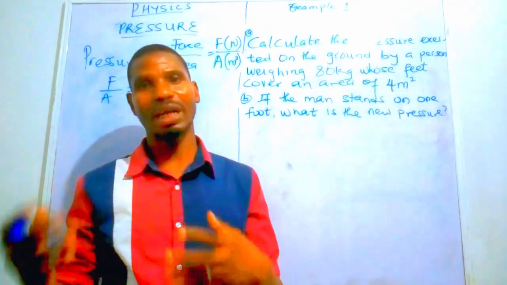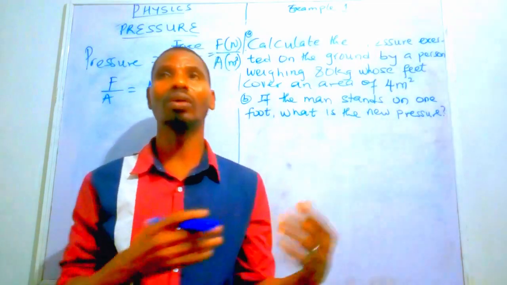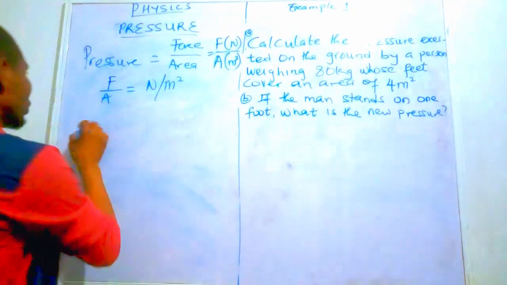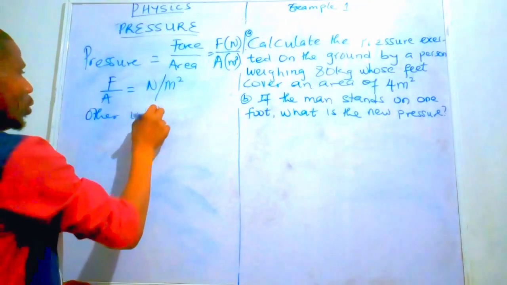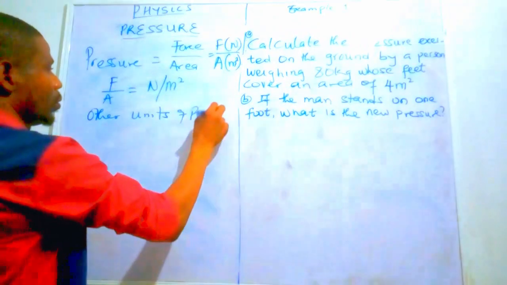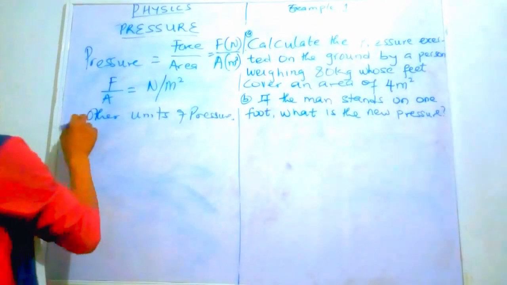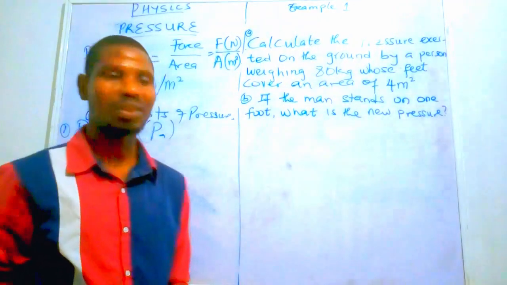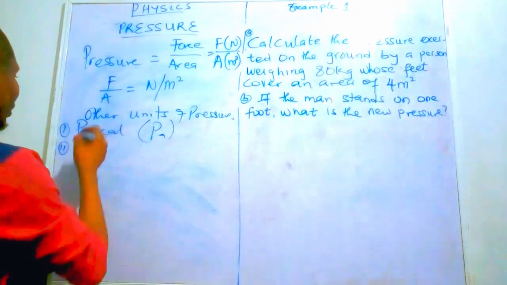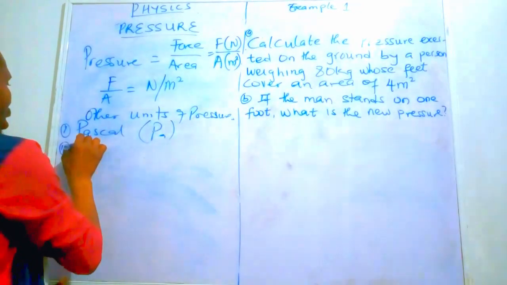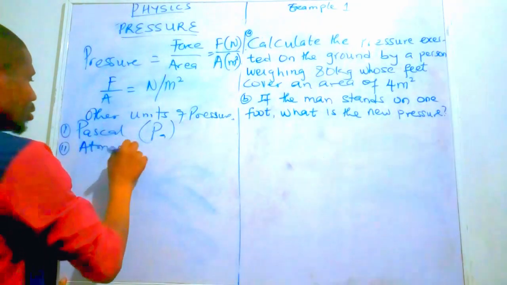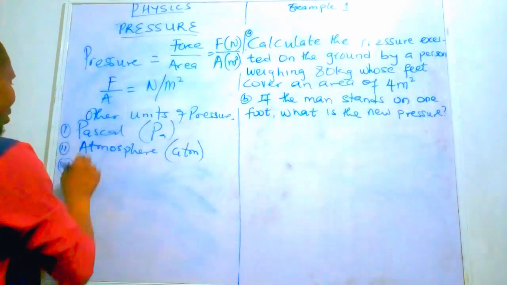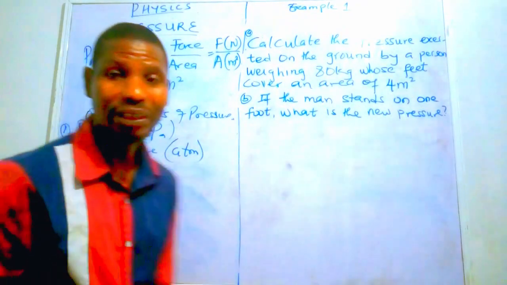Now, let us look at other units of pressure aside Newton per meter square. Pascal is also one of the other units of pressure. Pascal, that's Pa. And the second one, that's atmosphere, that's atm. And the third one, that's bar, from barometer. Bar.